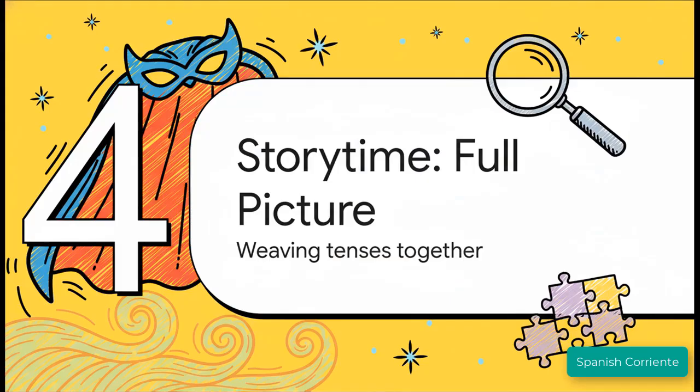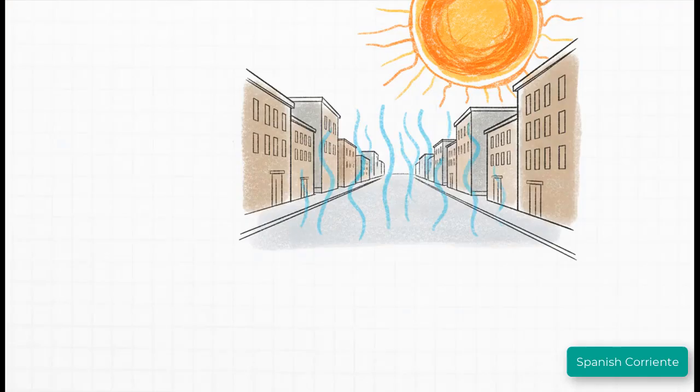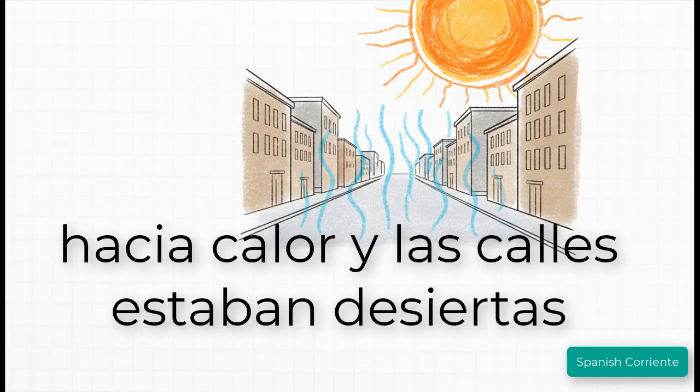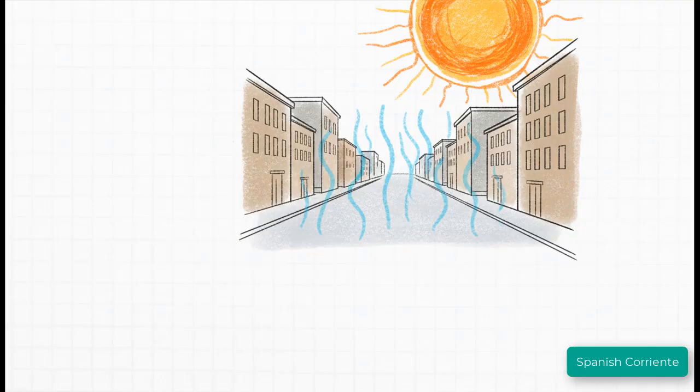All right, now for the really cool part. This is where the magic happens. We're going to retell Mr. Martinez's story, but this time we're bringing in both our action hero and our background artist. Let's see what happens. First, let's paint the picture. We start with the imperfect. Hacía calor y las calles estaban desiertas. It was hot and the streets were empty. See? We have no idea when it started being hot. It's just the background, the state of the world when our story begins.